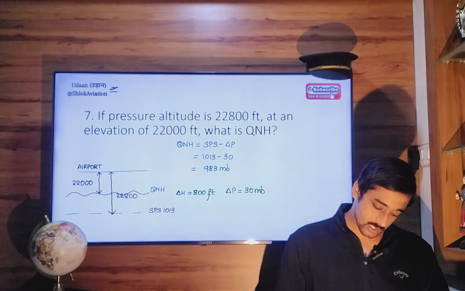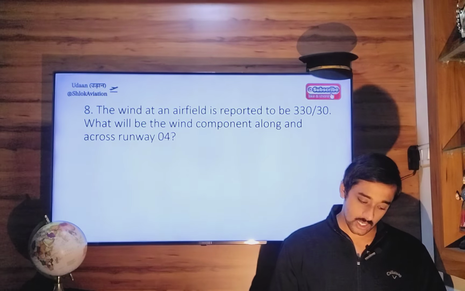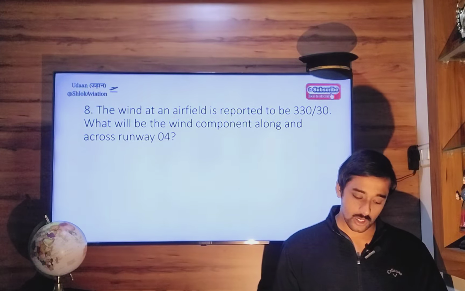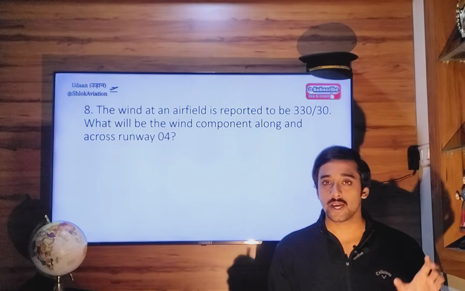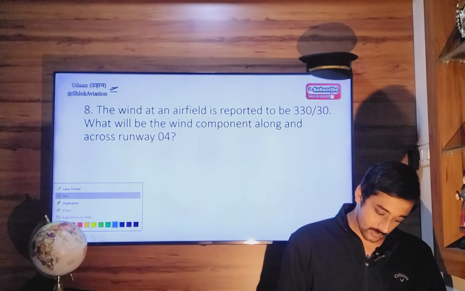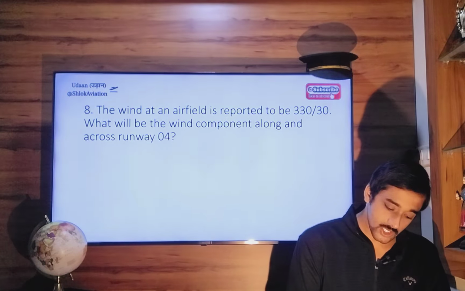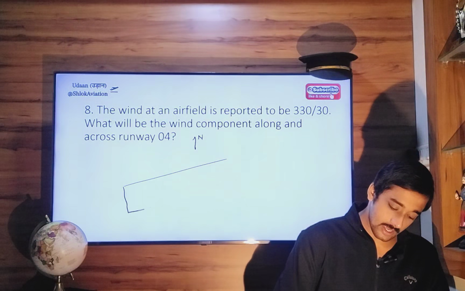983 millibars. The wind at an airfield is 330 at 30 knots. What will be the wind component along the runway and across the runway? That means we are told to find out the headwind component and crosswind component, right? So runway 04. So let's say this is your north datum. So runway 04 will be something like this.